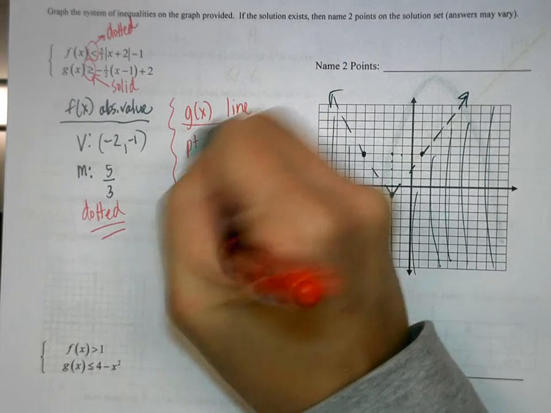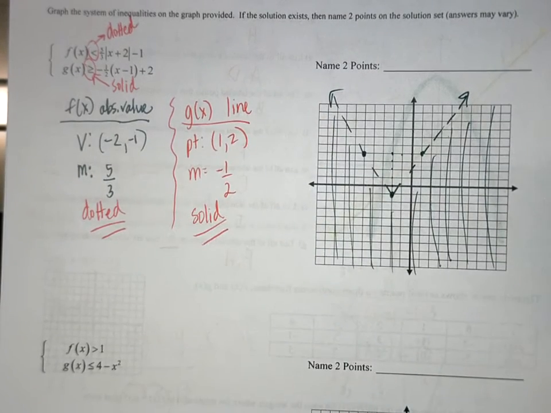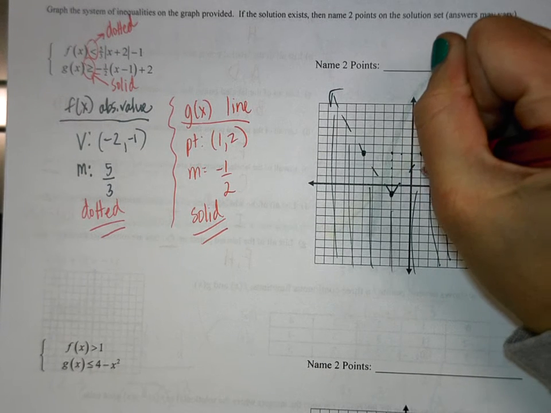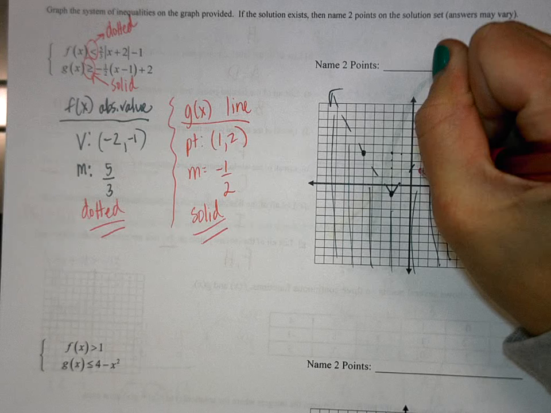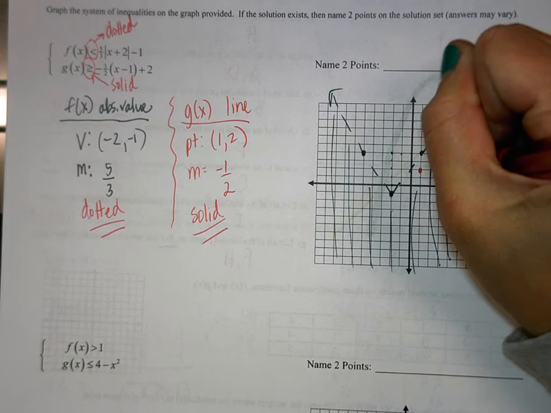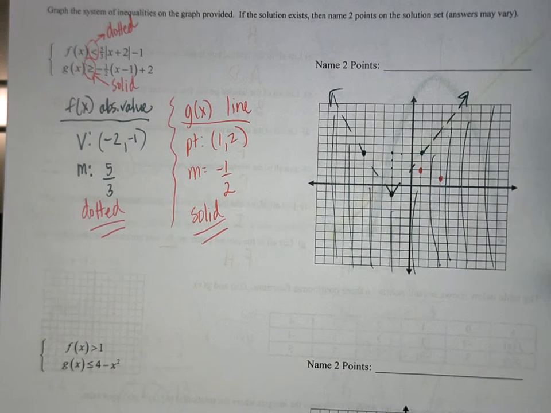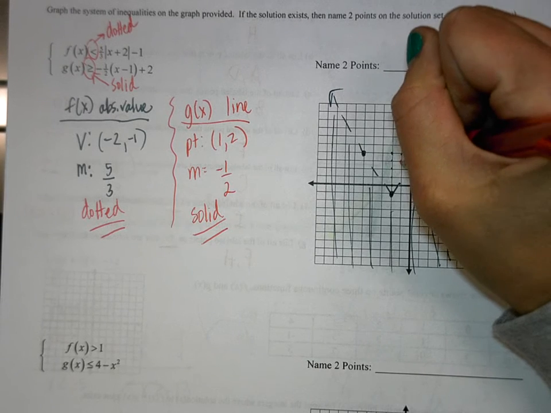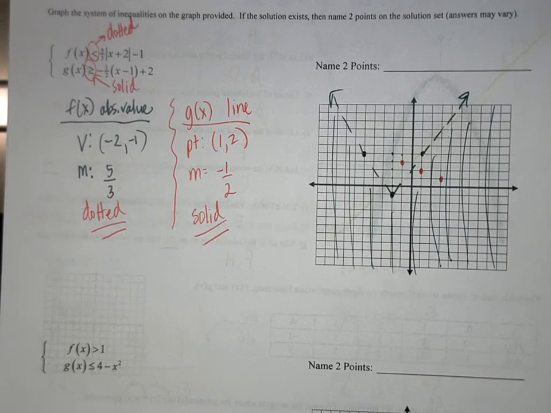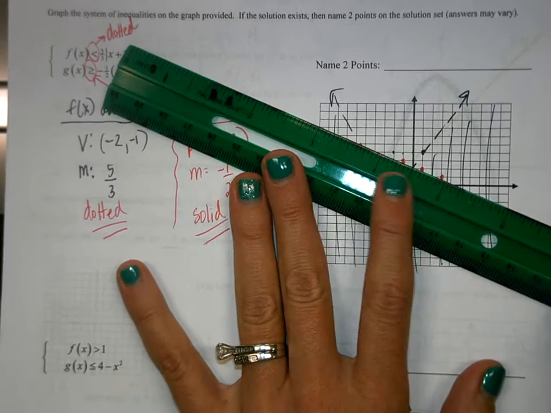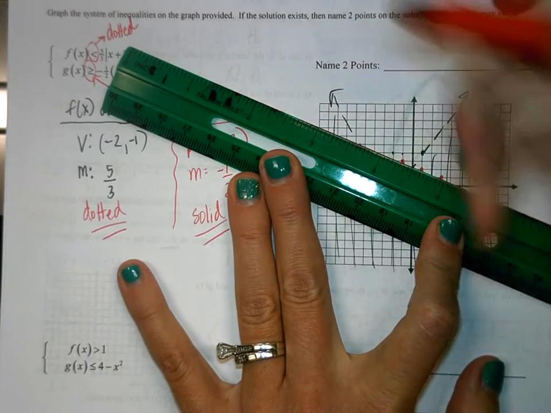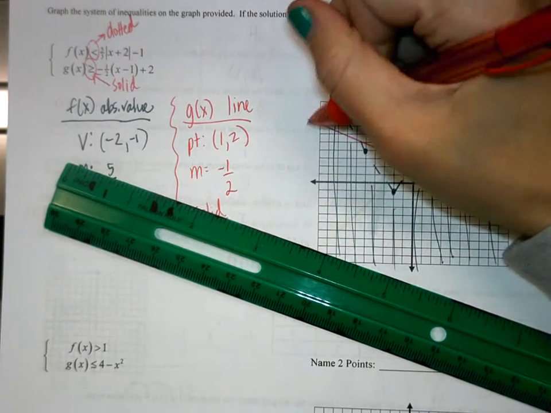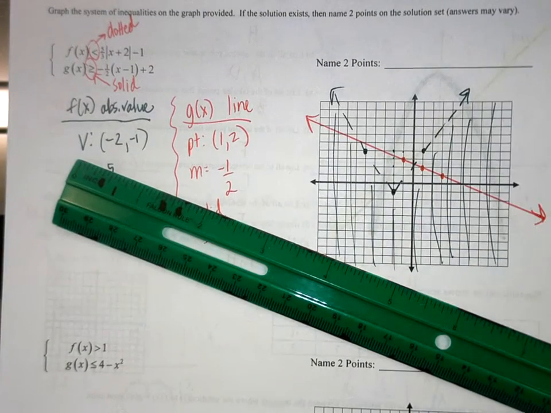Okay, and again, this line is going to be solid. Very good. Okay, so we start by going to 1, 2. So right 1, up 2, make a point. And from there, I'm going down 1, right 2. I could have also gone up 1 and left 2. And then we're going to draw a solid line here. Also notice I like to do different colors on here so I can see the different graphs a little better. It's up to you. You don't have to do it that way, but I find it helpful.